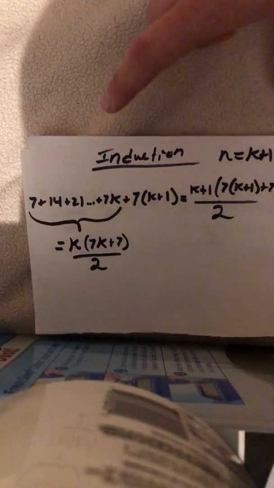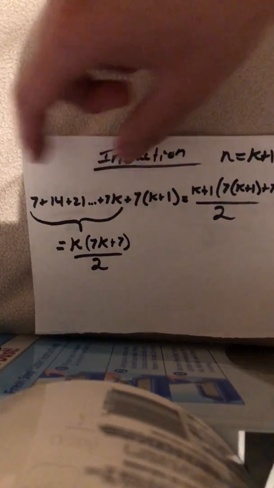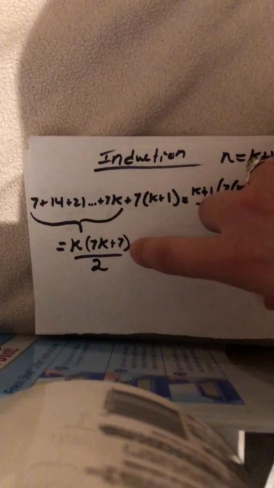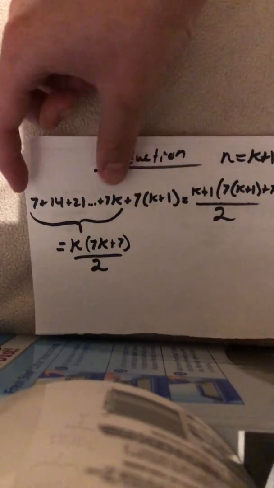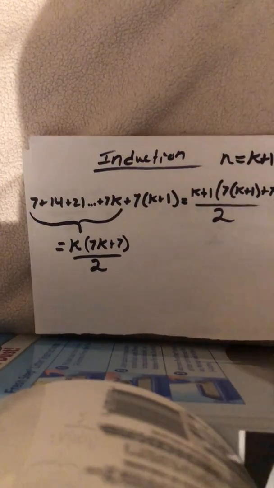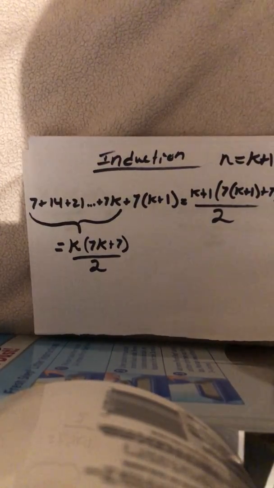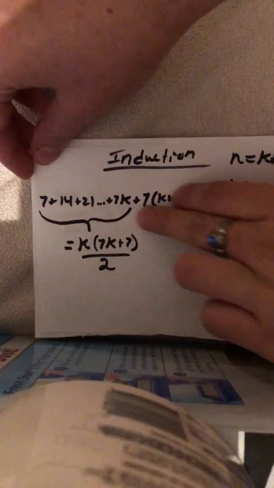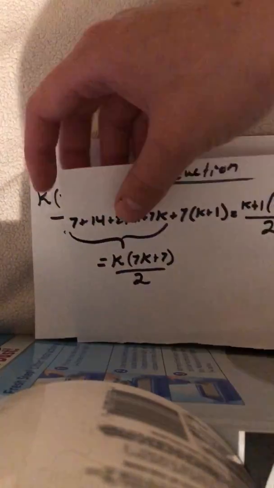Okay, so another important thing to note is that earlier on we proved that this first part of the equation, when we substituted in k, is equal to k times (7k plus 7) over 2. So when we set up our new equation, instead of writing out this whole piece right here, we're going to substitute that in because it's much easier to work with, and we know that it's true.